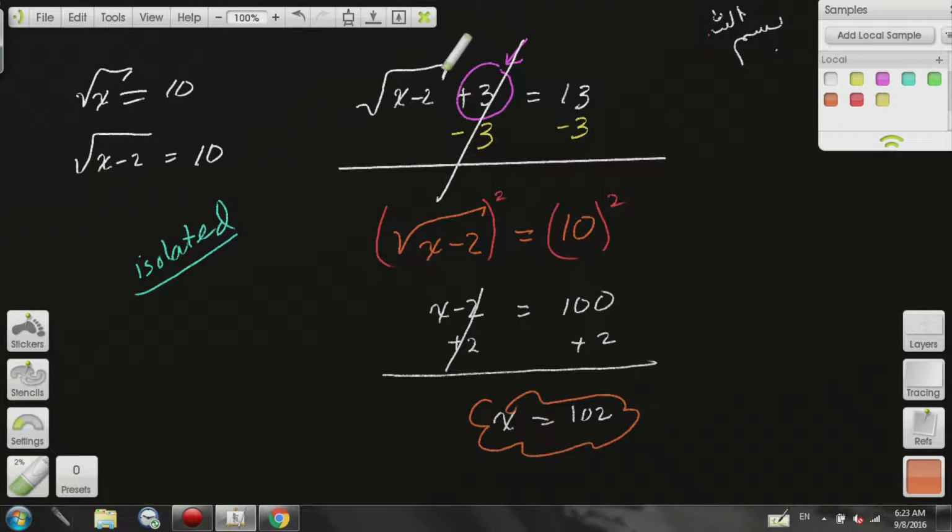So the idea is to isolate the radical symbol, and then you square it. If you square it before, then you have to actually FOIL, and then you don't get rid of the radical symbol. It makes it harder actually.